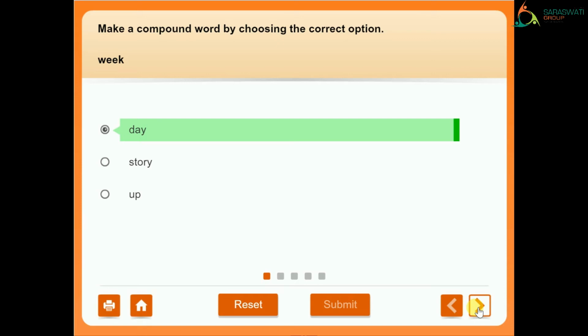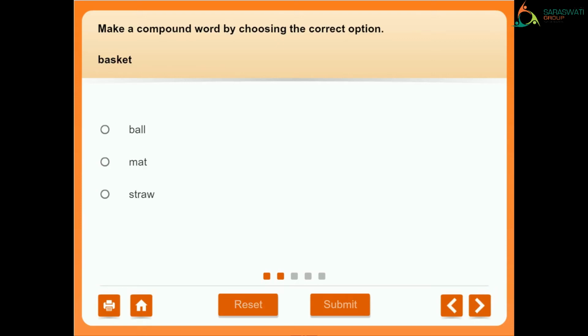Let us go to the next screen. Make a compound word by choosing the correct option. The second word which we have got in the question is basket. So let us read the three words which are given down here. Ball, mat, straw. Let me choose one by one and find out which one makes a word.